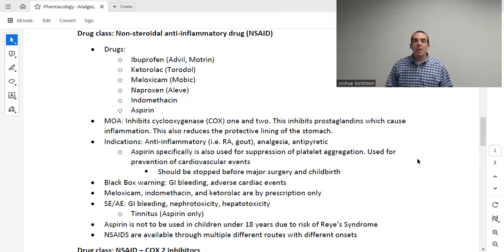Obviously, because it has a black box warning for GI bleeding, you already know it can cause GI bleeding. It can also cause nephrotoxicity and hepatotoxicity. What do those mean? If you're watching this lecture series in order, this is the first time you've seen those terms. Nephrotoxicity, nephro, like nephrology, is related to the kidneys, so it's toxic to the kidneys. And hepatotoxicity, like hepatitis, relates to the liver, and that means that it's toxic to the liver.